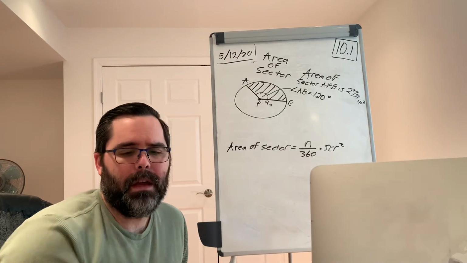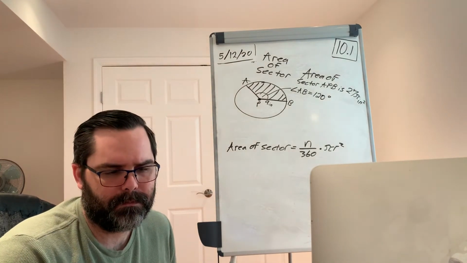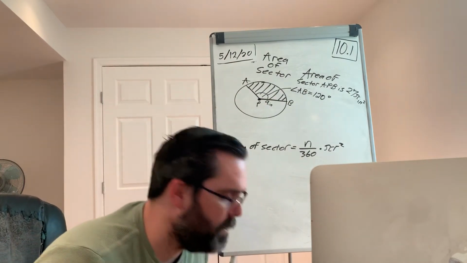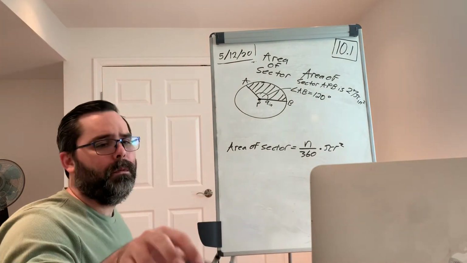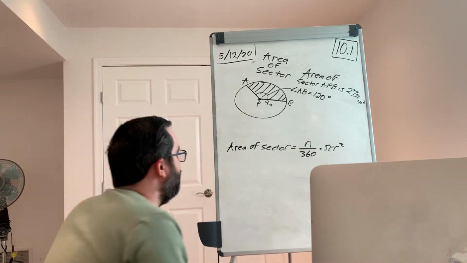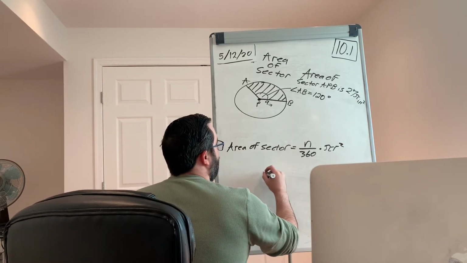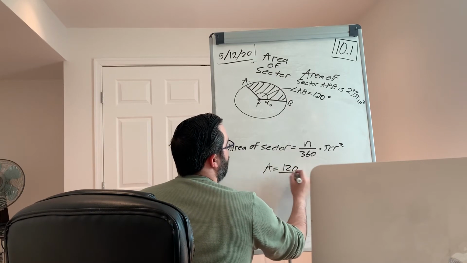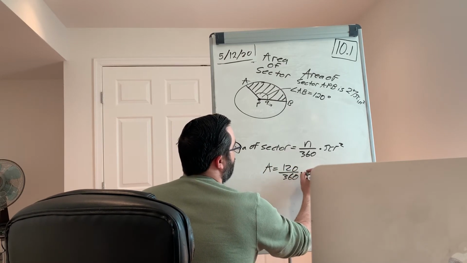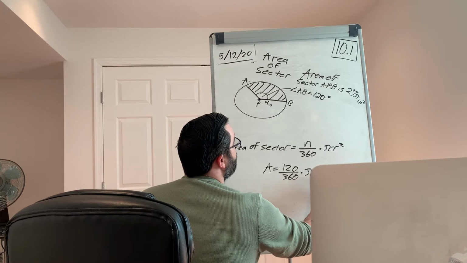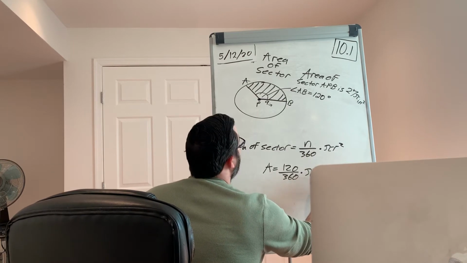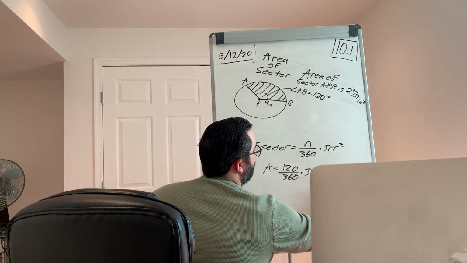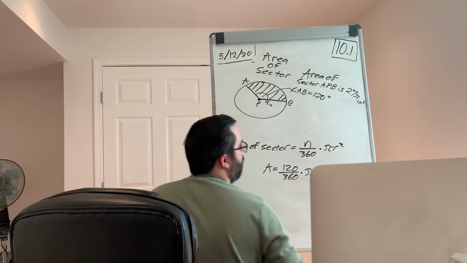All right. We're making good time, actually. Okay. So there's another area we have to do. Oh, if we use this formula for this problem, it would be area equals 120 divided by 360 times pi times 9 squared, and you would end up with 27 pi. Same thing.